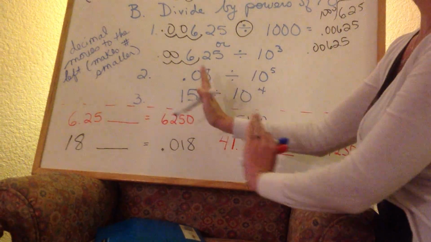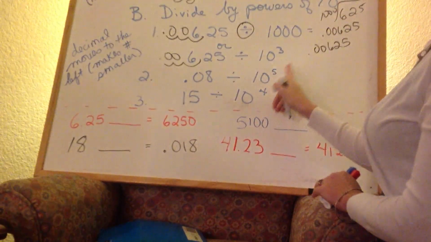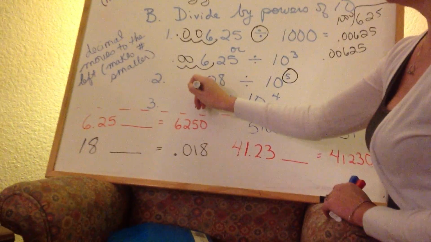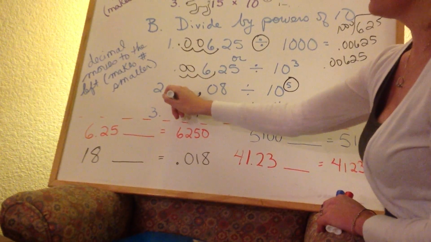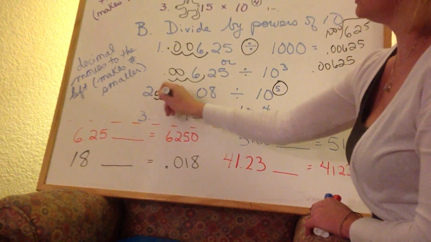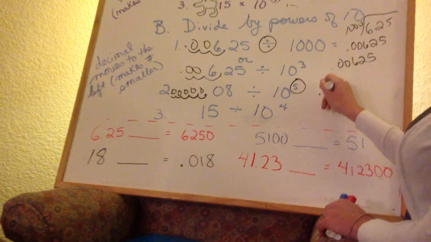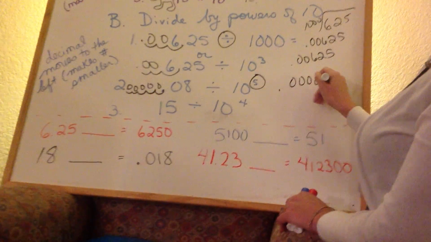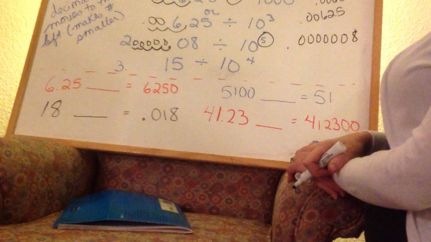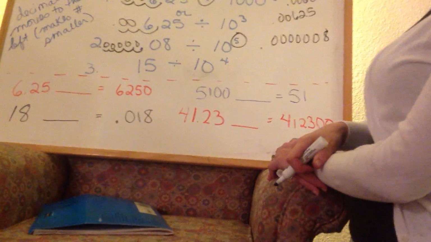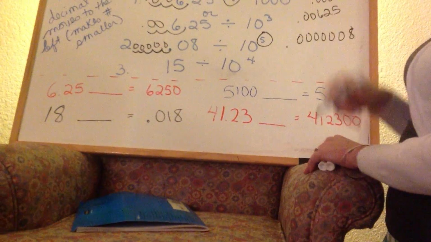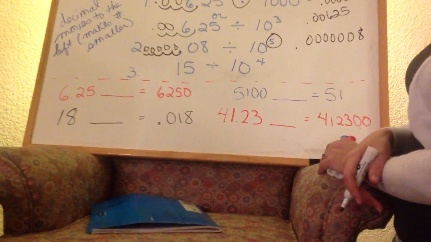So divide tells me to move to the left. I'm going to move it 5 times. 1, 2, 3, 4, 5, and I filled this all in with zeros. This would be 8 10 millionths. I had to count it there.